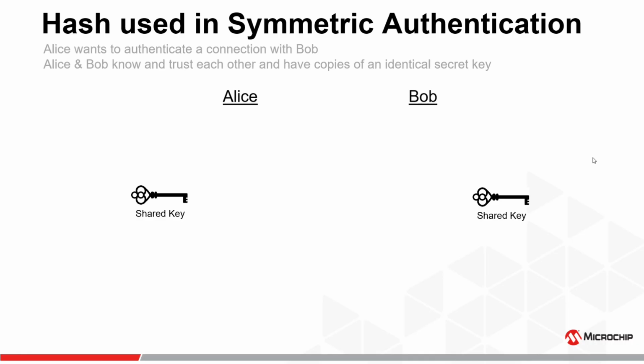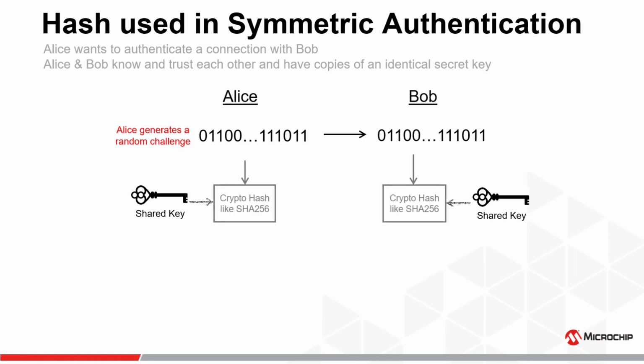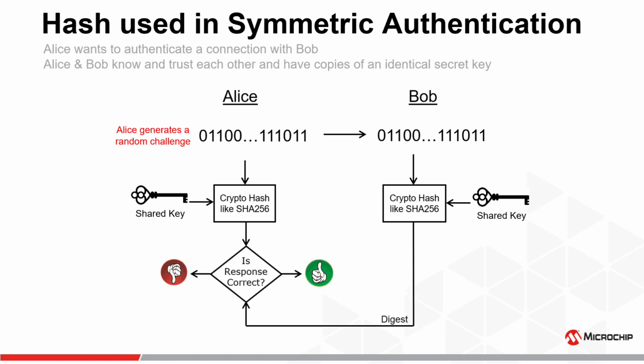Here's how hash is used in symmetric authentication. Alice wants to authenticate a connection with Bob. Bob and Alice know each other and have copies of the identical secret key. So Alice starts off with her shared key with Bob, and Bob, of course, has the shared key as well. She creates a random challenge and sends it to Bob. Bob then takes that random challenge and runs it through a crypto hash like a SHA-256 with the shared key. Alice does the same thing on her side. Bob takes the resulting digest, sends it back to Alice, and then Alice does a binary compare on what she calculated. And if it compares, then yes, she knows she's talking to Bob.